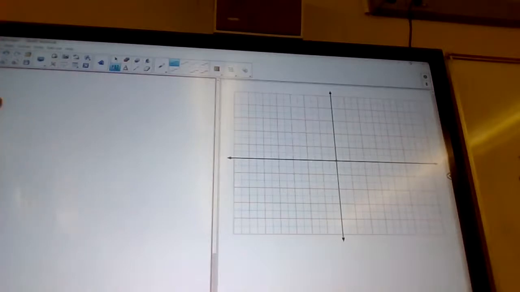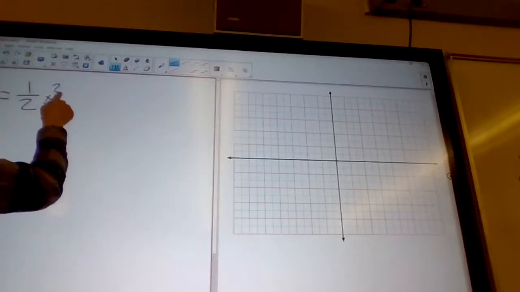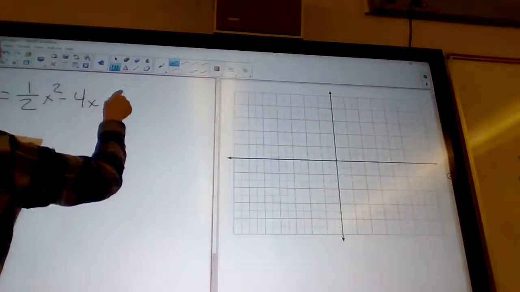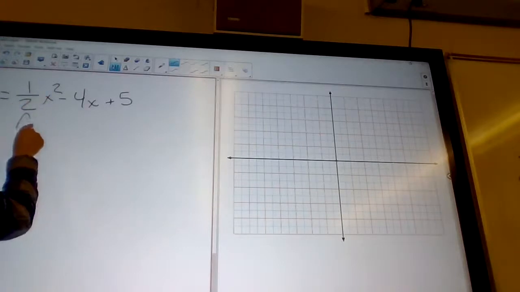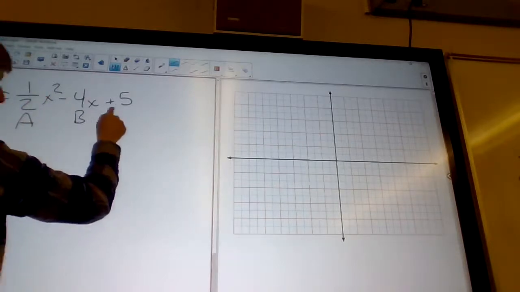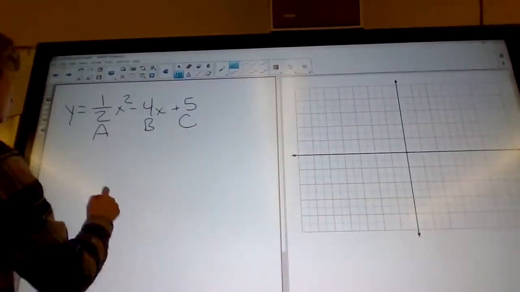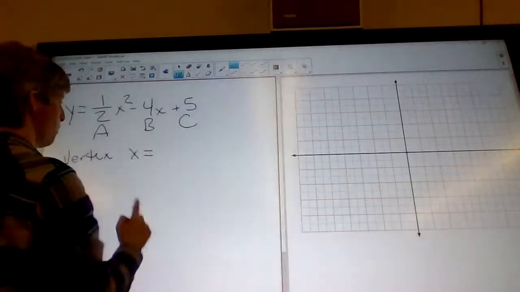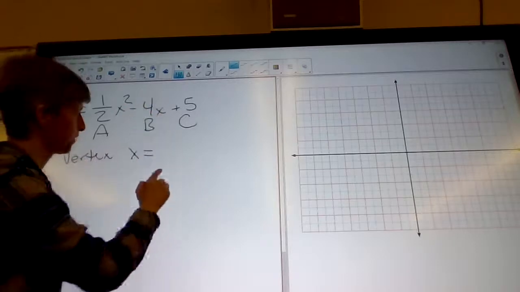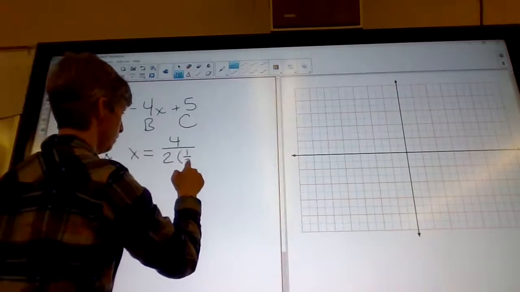We're going to have y equals 1/2 x squared minus 4x plus 5. Remember, the number in front of your x squared is a. The number in front of the plain x is b. Your plain number is c. So to start the vertex, you have your x equals opposite b over 2 times a. My b is negative 4, so opposite that is a positive 4. My a is 1/2.